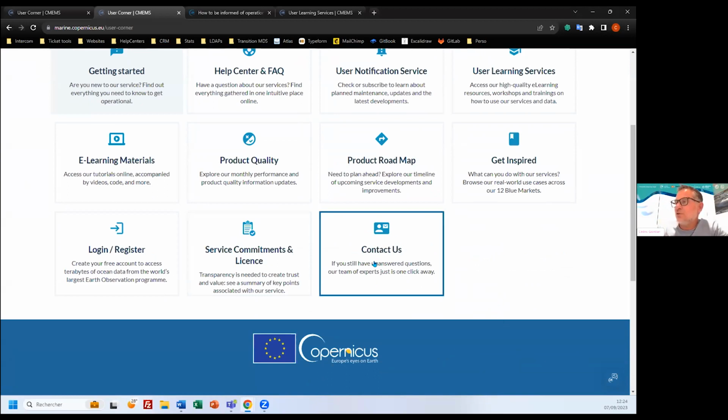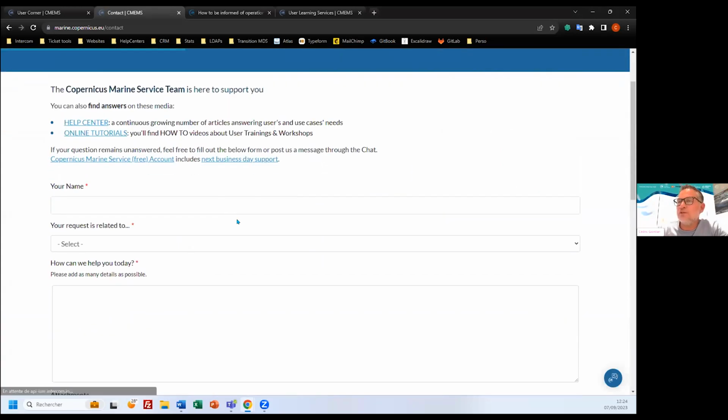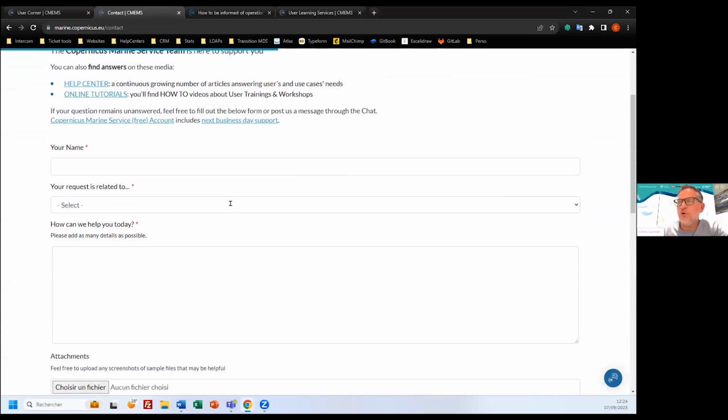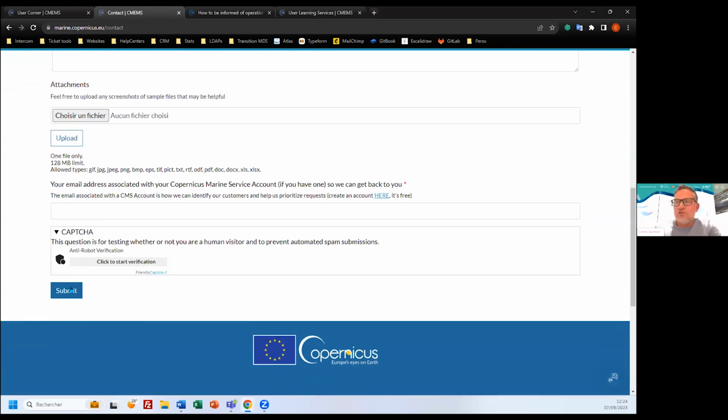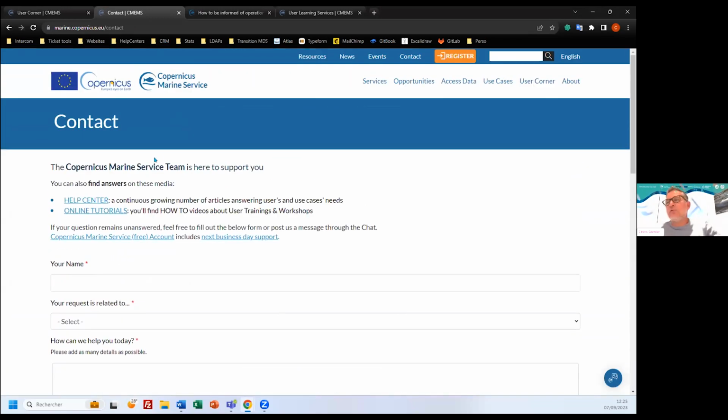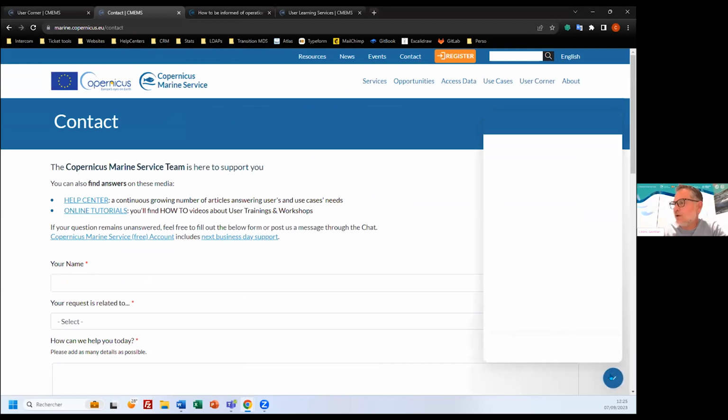And the last one is the contact us. If I click on this one, you reach a specific form to fill in and to contact us. When you submit it, you will be automatically informed. And as well, you can, of course, contact us using the chat at the bottom right of the screen. Here, I click on the icon.